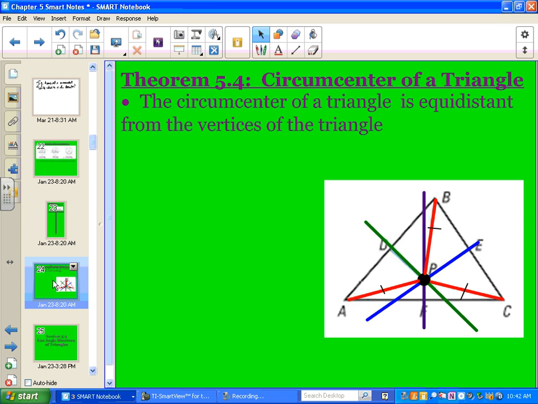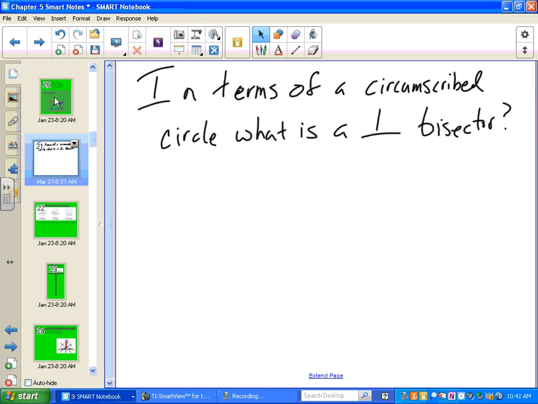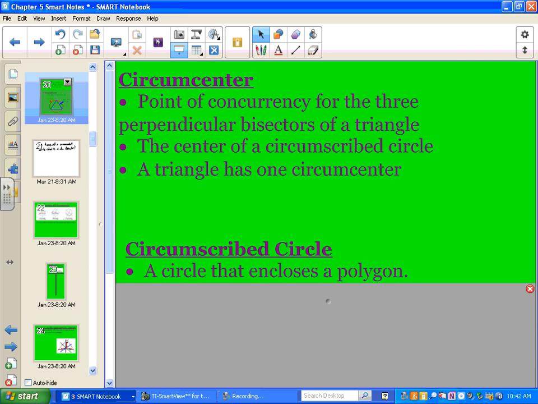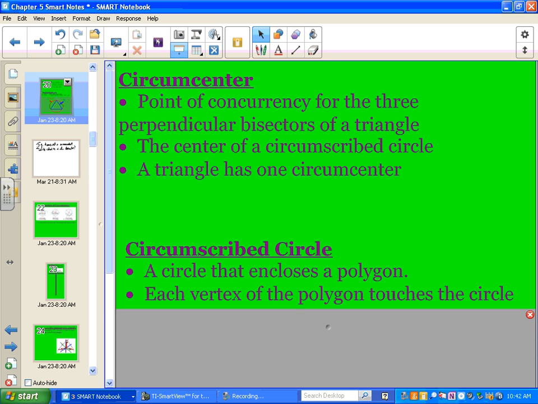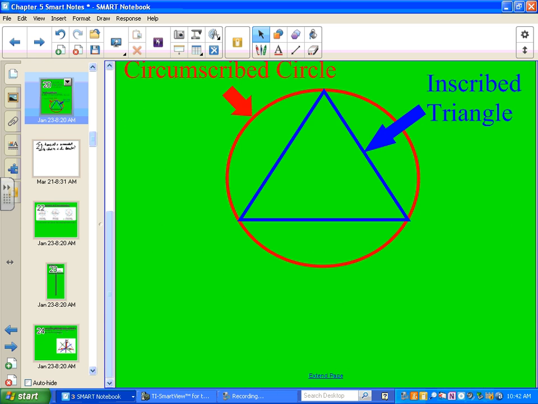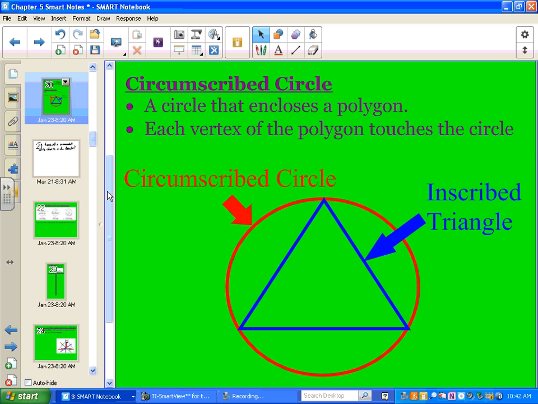So let's go back and define circumscribed circle. A circumscribed circle is a circle that encloses a polygon. Each vertex of the polygon touches the circle.